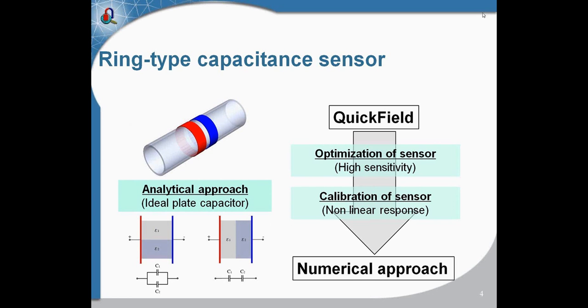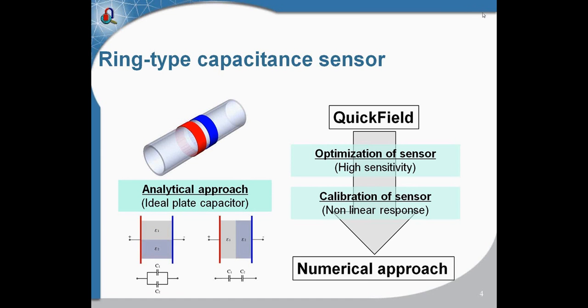So here on slide 4, you can see a model of the type of the capacitance sensor on the left, which was chosen based on a literature research, and it's called the ring type capacitance sensor according to its design. So you basically have 2 rings. And this type of capacitance sensor may be analyzed based on an analytical approach, as is also expressed here on the left side, by an ideal plate capacitor.